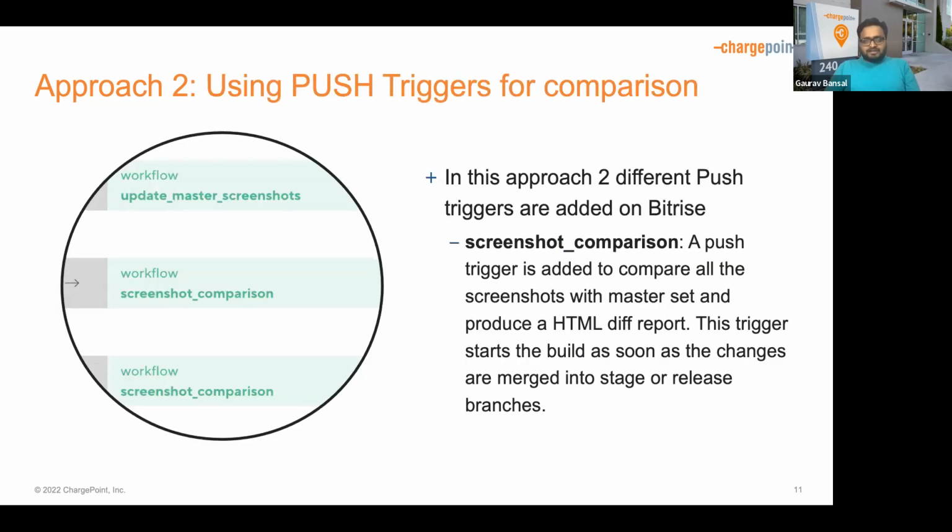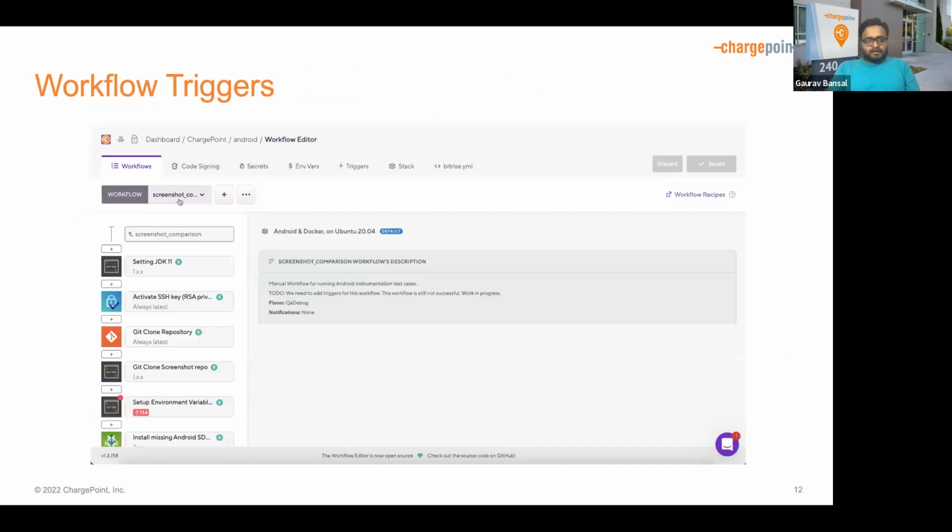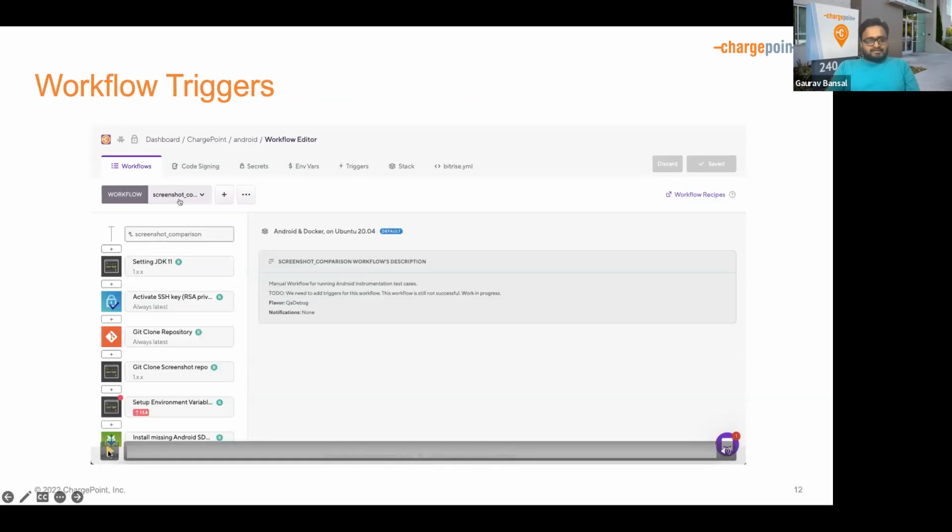As I was telling you guys, we have the trigger set up for triggering the screenshot comparison workflow. Now going forward, I'll explain how the screenshot comparison workflow works, and what the triggers are for the update master screenshot workflow and the screenshot comparison workflow. Now let's go through the workflow triggers, like how the screenshot comparison gets executed and how the update master gets executed. But before that, let's discuss what the screenshot comparison workflow is.